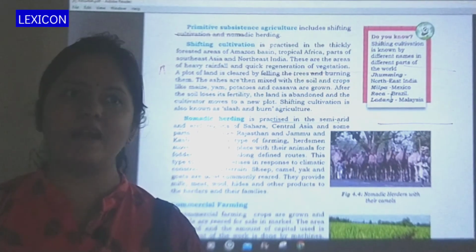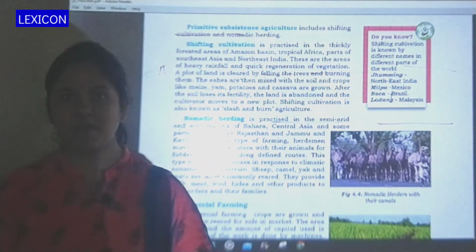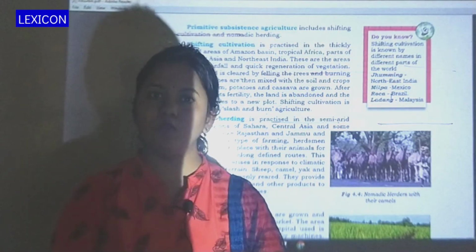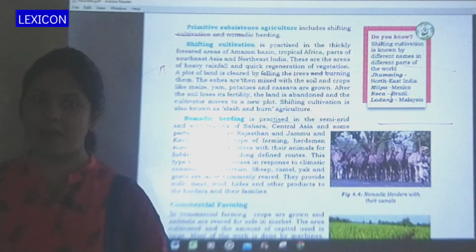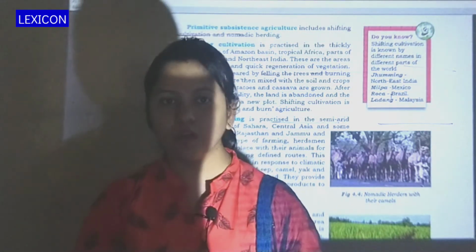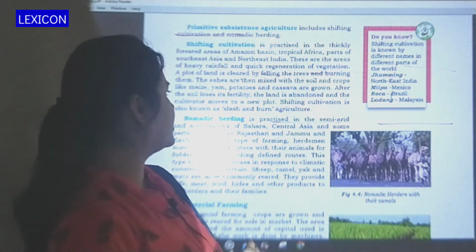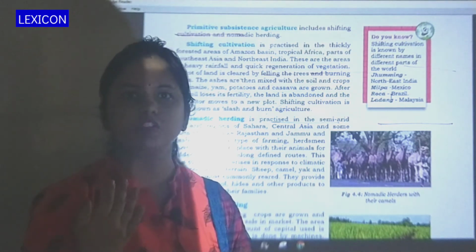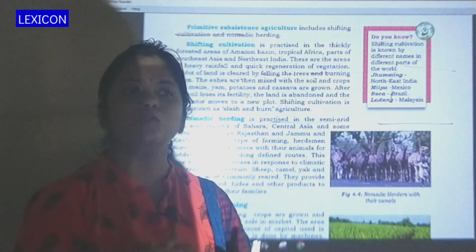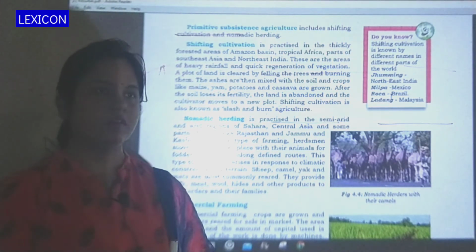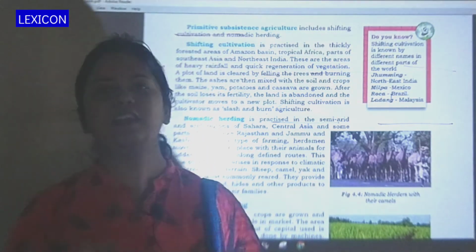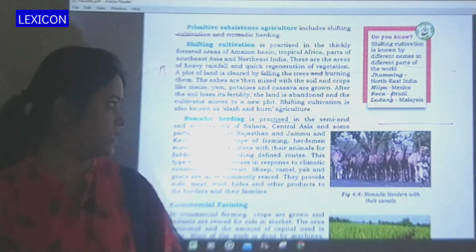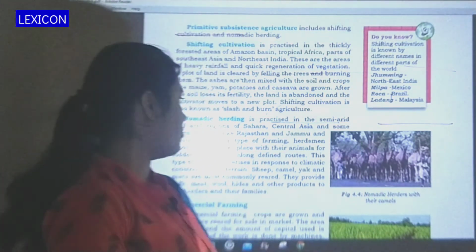The second is nomadic herding. So the nomad, what is a nomad? The people who don't settle in one place, those who move from one place to another place are called nomads. So here is nomadic herding. What is nomadic herding? In this, the farmers move their cattle, like sheep, buffalo, cow, from one place to another for herding, the rearing of the cattle, so that they can arrange fodder. So this type of farming is called nomadic herding.